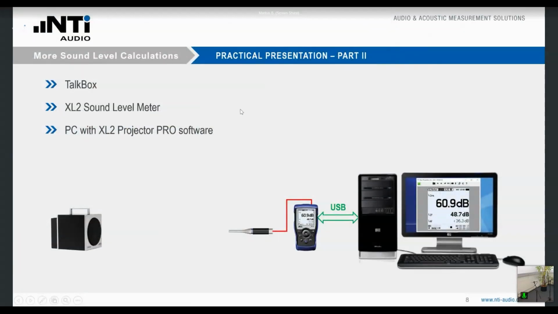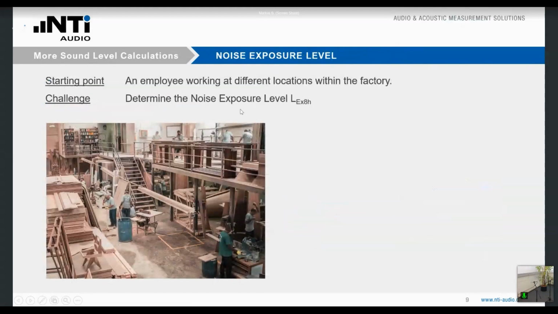Well, going back to my slideshow and flipping to the next topic, the noise exposure level. Noise exposure is something that is requested by many standards and laws, which means that an employer, for instance, has to make sure that his employees are not exposed to too high noise doses during their work time, especially when the employees are working in very loud environments. The employer must make sure that the noise dose over the 8 hours work time is not exceeding a certain threshold.